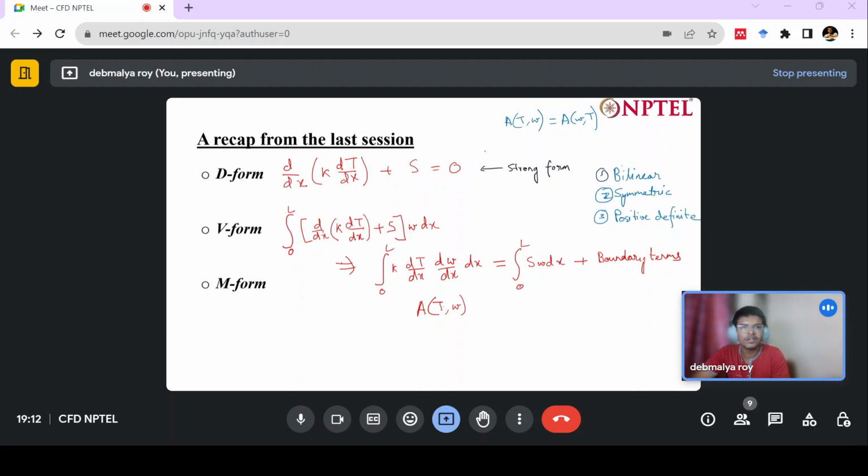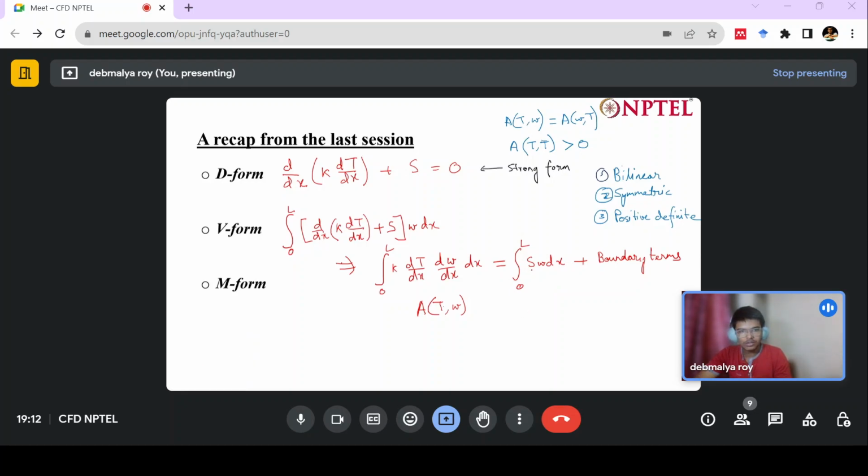What is positive definite? Positive definite means A(T, T), if both have the same argument, then this is a positive term. So here also you can see that instead of W, if I represent by T, then this is basically (dT/dx) whole square, integrated. Any square term will be positive, and its integration over the whole domain will also be positive. So these are the three properties of this particular operator that we must keep in mind.